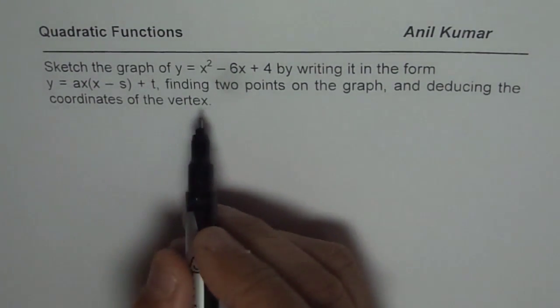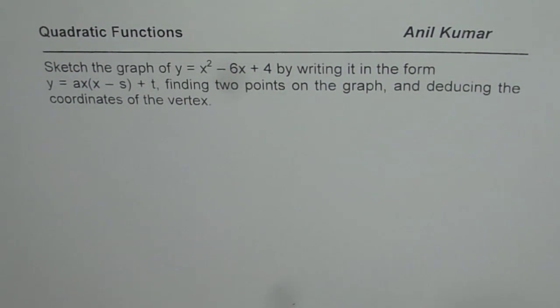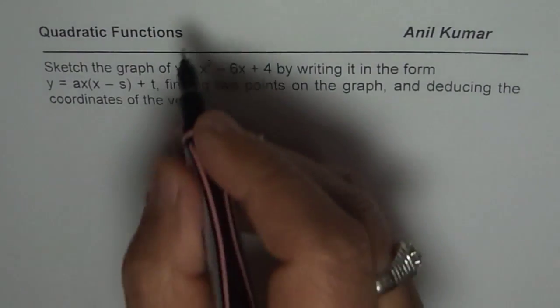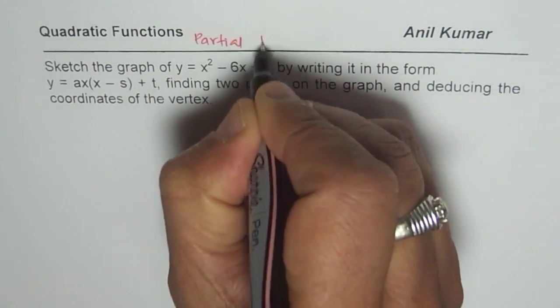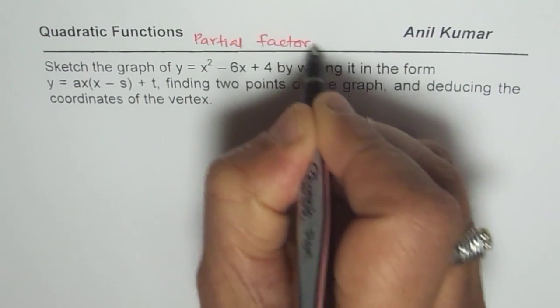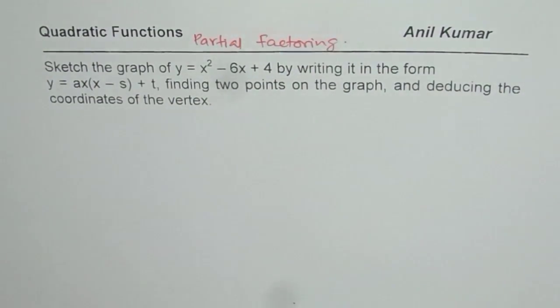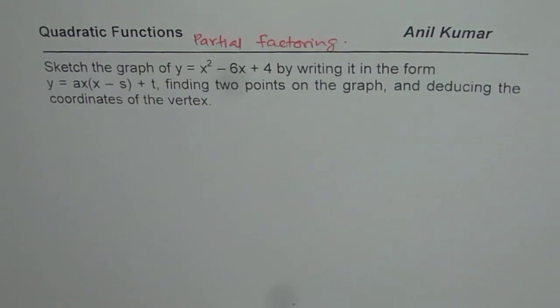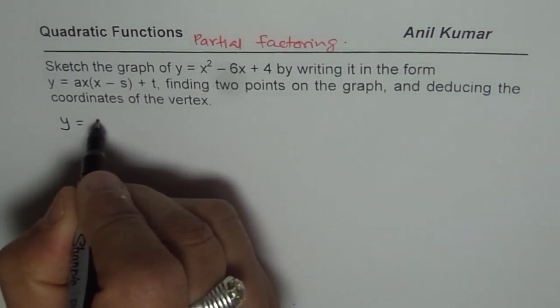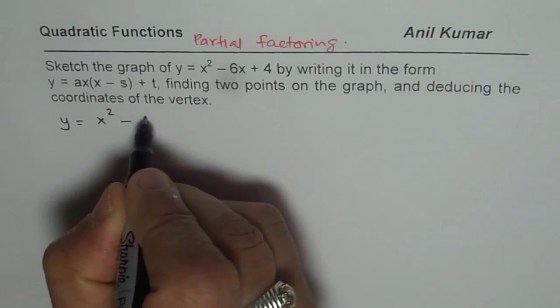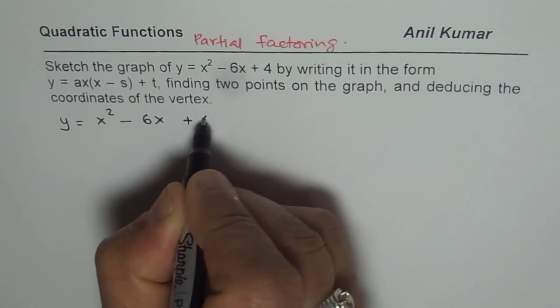So this is exactly the method to be followed, and we refer to this as partial factoring, right? So let me write down the term partial factoring for you. Partial factoring. So that is the strategy being used. Now let us explore what this strategy is. We are given y equals x squared minus 6x plus 4.